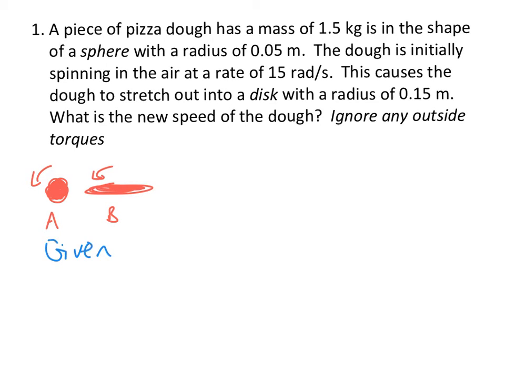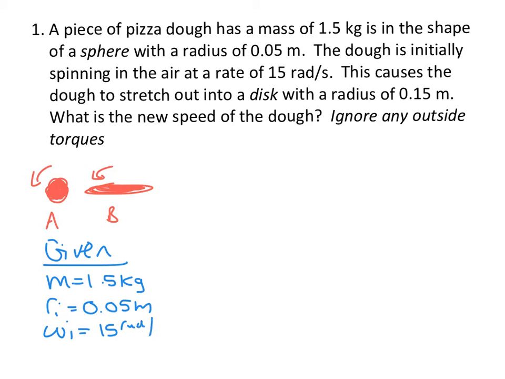If we list our given information, we know that the mass of the dough is 1.5 kilograms. My initial radius is 0.05 meters, and my initial angular speed is 15 radians per second. It's going to stretch out into the new final radius of 0.15 meters, and we are looking for omega final, so the final angular velocity.